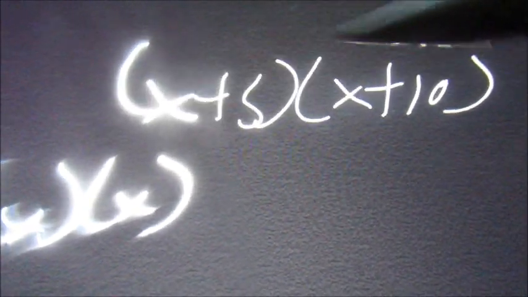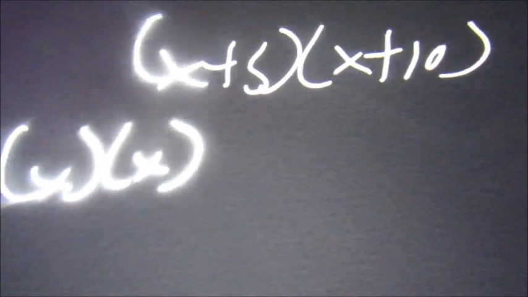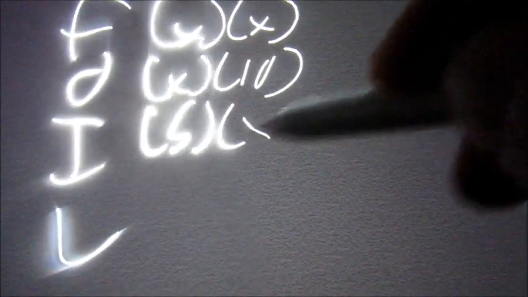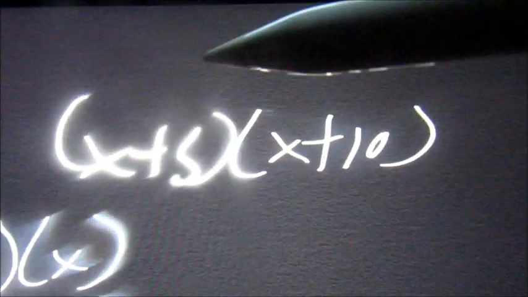Then O is for outer. So it's the outer ones here, the x and the 10. So it'll be x times 10. I is for inner. It'll be the inner two. So it's the 5 times x. And then L for last. The 5 is last and the 10 is last.